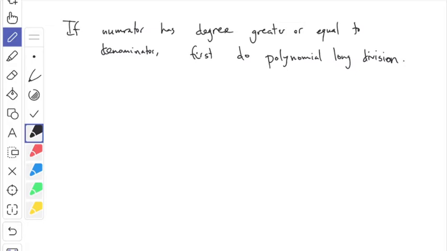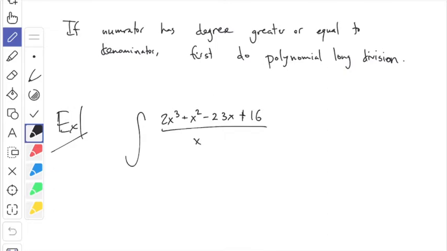So, maybe you've seen this before. I hope that you have, but if not, that's fine. We're going to try some examples. So, for example, how about, let's do the integral of 2x cubed plus x squared minus 23x plus 16 divided by x squared plus x minus 12 dx, all right?